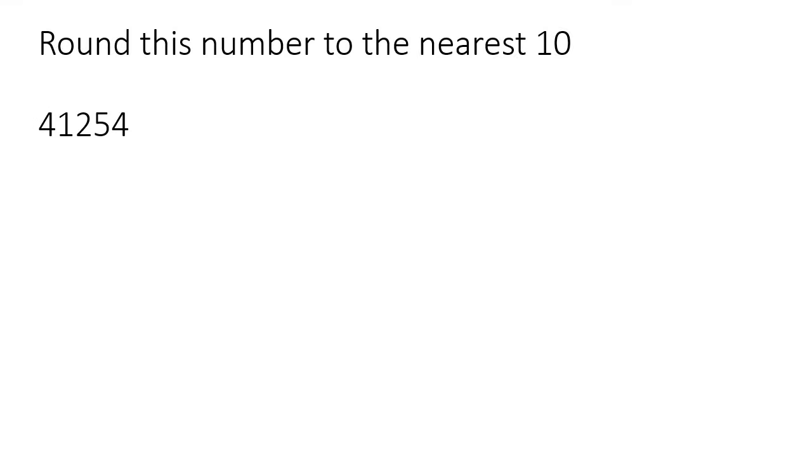So here's our first example. It says round this number to the nearest 10. Okay, so you put a 0 and a 1, so that means it's this column over here, the 5. So that's the number that might change.